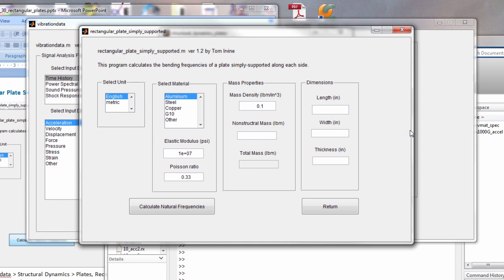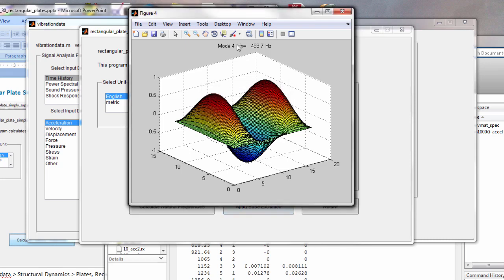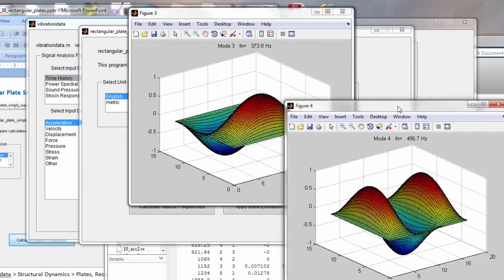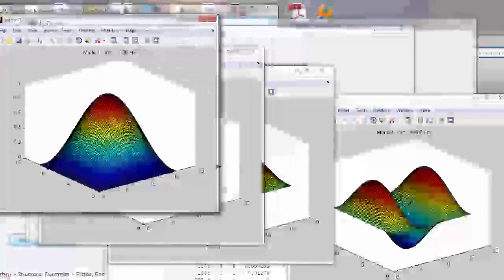Now we have an option here. We could add some non-structural mass. In this case, we're not going to do that, but if we did, that would be uniformly distributed over the surface area. And the dimensions are 16 by 12 by 1/8 of an inch. We're going to calculate natural frequencies. So we're going to take a look at the first 4 mode shapes. You could call these the bending modes.